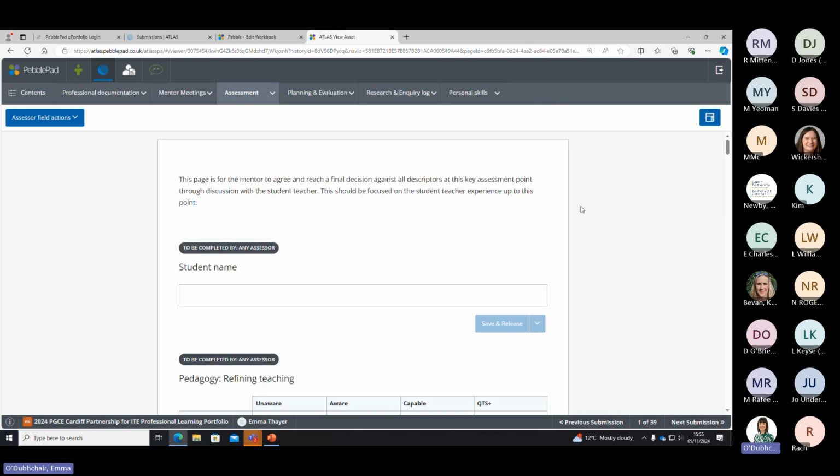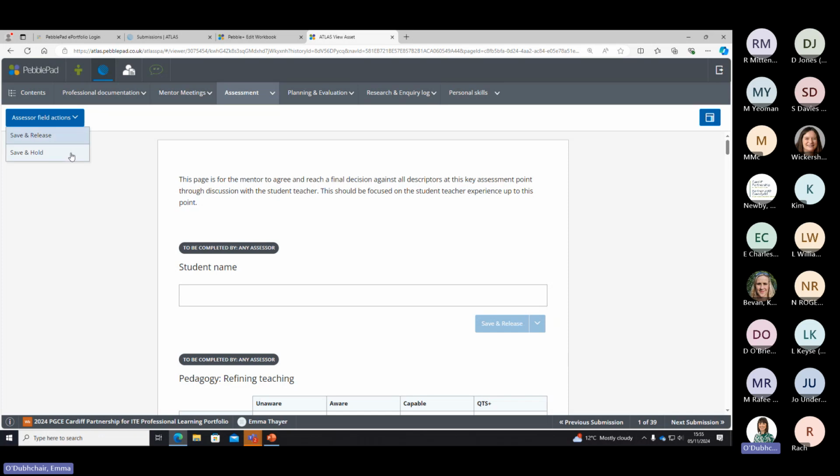Now, before I get into this form, I'm going to stress a point that I made, and apologies in advance if you attended Top Tips for Learning and Teaching observations. I stressed this point quite heavily in this part of the presentation. At the top left part of this form, you'll see you've got a little blue drop-down menu entitled Assessor Field Actions, and you've got two options: to save and release or to save and hold.